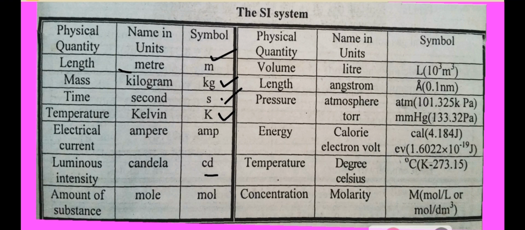Volume is measured in liter and its symbol is capital L, that is equal to 10 raised to power 3 cubic meter. Length is also measured in angstrom. Its symbol is A0 and 1 angstrom is equal to 0.1 nanometer.